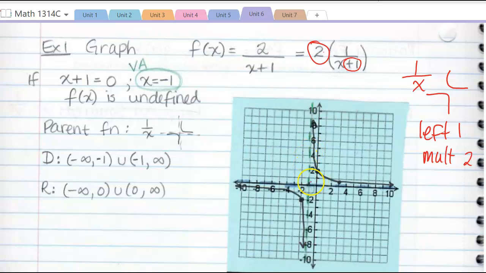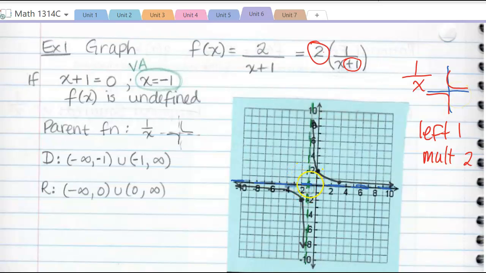So what we do is we start over here at 0, 0. We're going to go 1 to the left, and you see how I put this green vertical asymptote right here at x is equal to -1. And then we did not move it up and down, so I put a blue horizontal line to show that that's going to be our axes like this. So we moved it, we got a vertical asymptote and a horizontal asymptote.